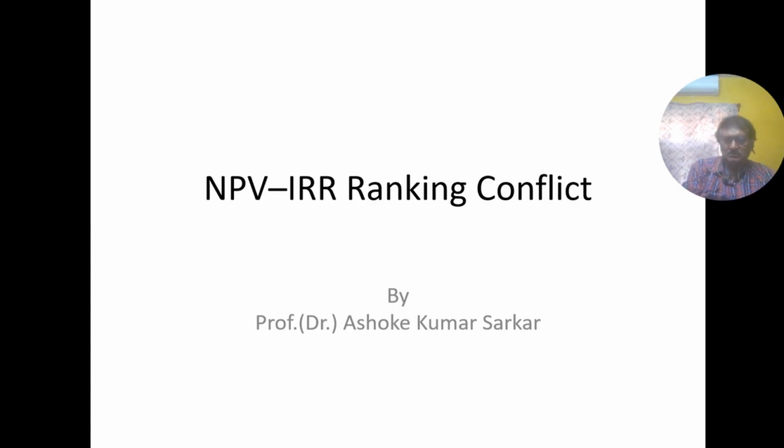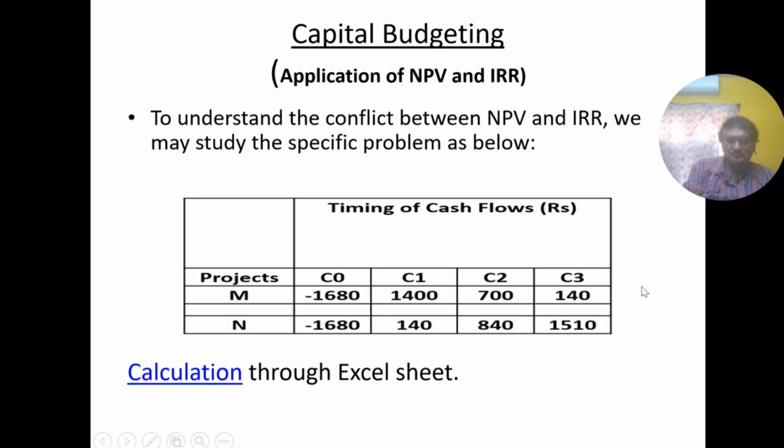Okay. To understand the problem, we have taken these projects, project M and project N, and these are the cash flows for both the projects. C0 means initial investment, C1, C2, C3, first year, second year, third year. This is the timing of the cash flows. All are presented in rupees.